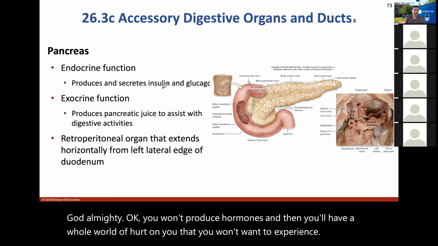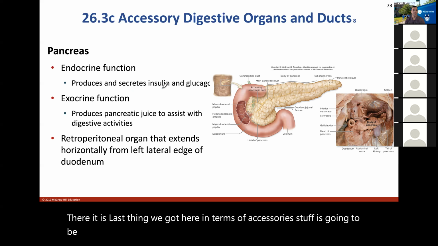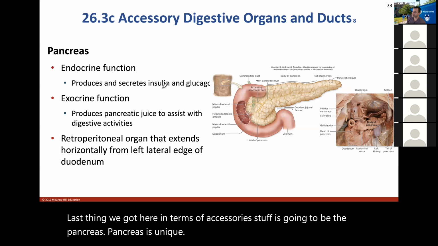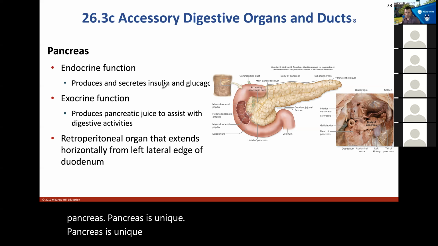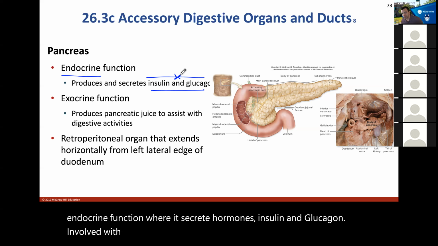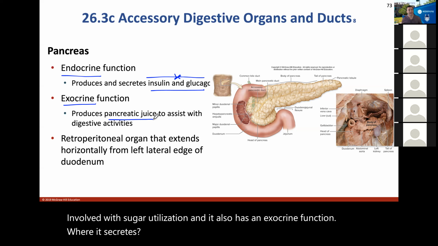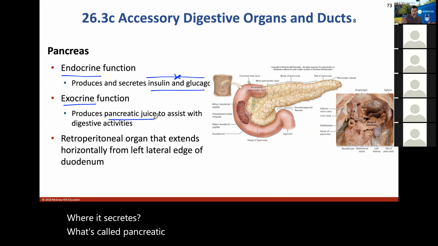There it is. Last thing we got here in terms of accessory stuff is going to be the pancreas. Pancreas is unique because of what it does. It does two things. It has an endocrine function where it secretes hormones, insulin and glucagon, okay, involved with sugar utilization. And it also has an exocrine function where it secretes what's called pancreatic juice. And all that is digestive juices. Okay, it's digestive enzymes.